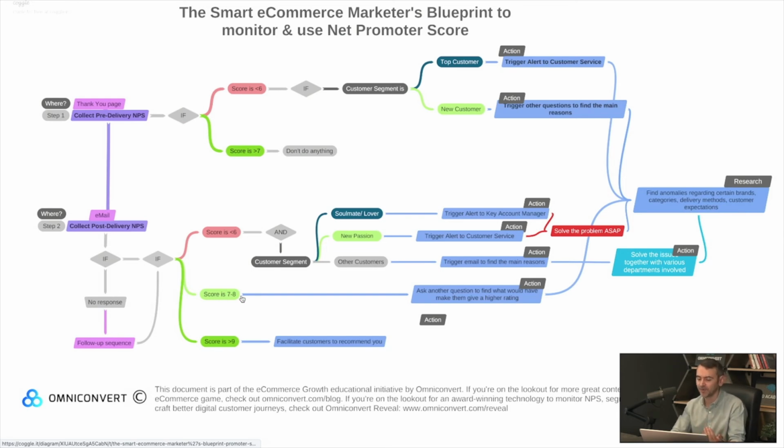If the score is 7 to 8, so if you have the passives, you can go in depth to ask different questions regarding different things you know that can go wrong, so that you can understand over time how these types of issues are evolving and how good you are at fixing those. And of course, if the score is 9 or 10, you can facilitate those customers to recommend you. So you can give them the means to recommend you on social media or with an email and so on. So mainly that's how you make use of NPS.